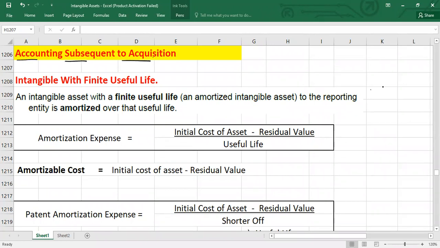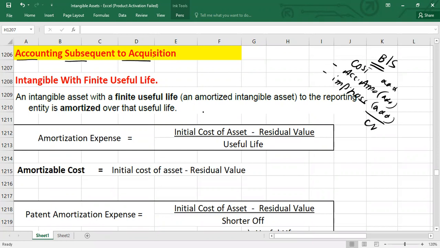Today we are going to talk about subsequent measurement, what we need to do at the balance sheet date. Of course, at the balance sheet date, we record our intangible asset at cost minus accumulated amortization minus any impairment losses. This is how you will get the carrying value of the asset for intangible assets. So here we are going to talk especially about the amortization and accumulated amortization, how you can amortize our intangible assets. Okay, so here we go, guys.